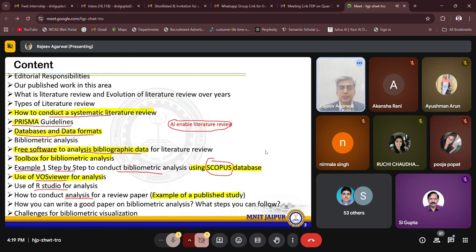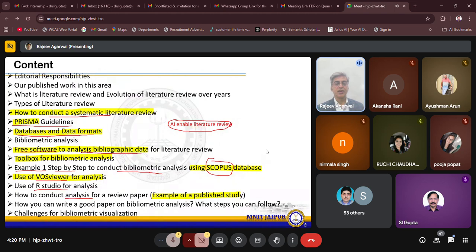So first, if you want to do hands-on, at your stage you can download VOSviewer right now. VOSviewer is a very standard tool, and then you can import data if you have access to Scopus. Right now you can do it. VOSviewer is a very important tool.